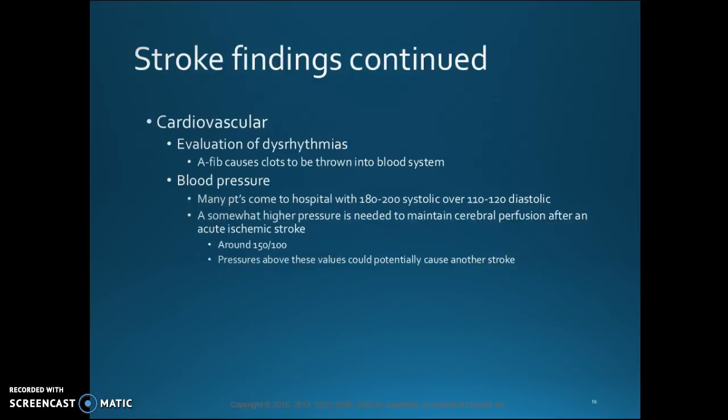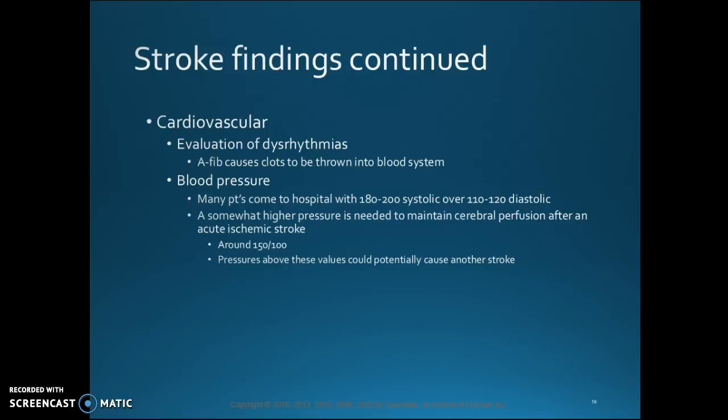Cardiovascular, so I need to make sure that I'm definitely doing evaluation of dysrhythmias. The doc will likely order an EKG that we're going to perform. So again, AFib causes clots to be thrown into the blood system, and for each class, we're going to go through cardiovascular, but I will definitely go into depth with AFib, and we'll relate it back to this. Just be aware at this point that a dysrhythmia like AFib, which is atrial fibrillation, can cause blood clots to be thrown into the blood system.